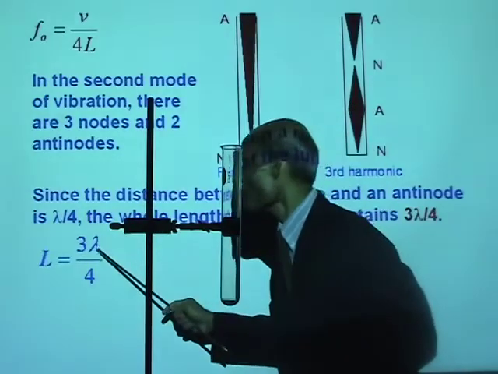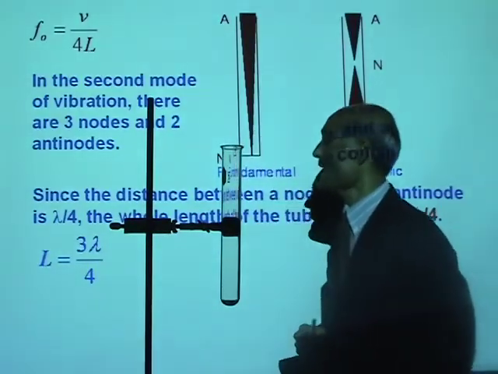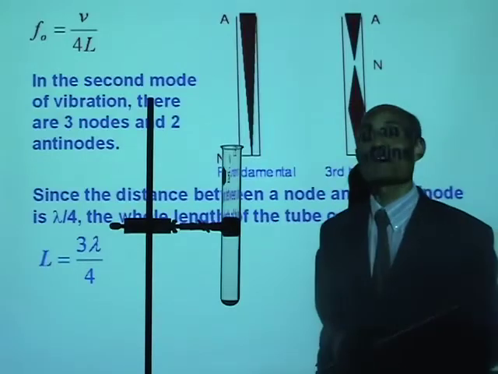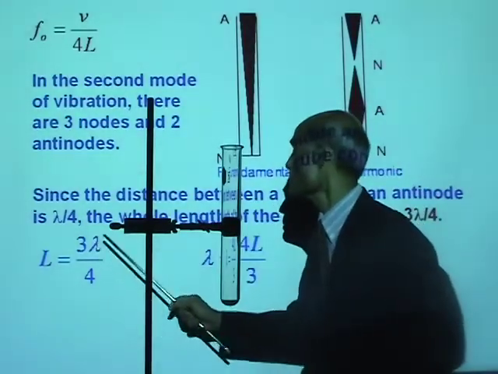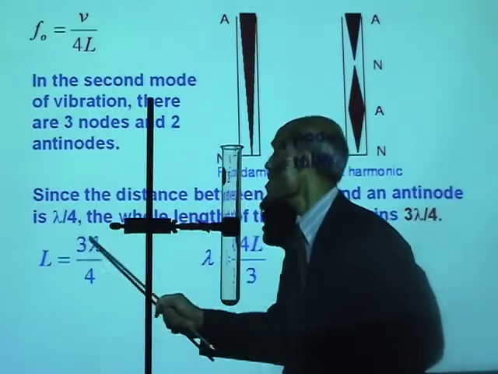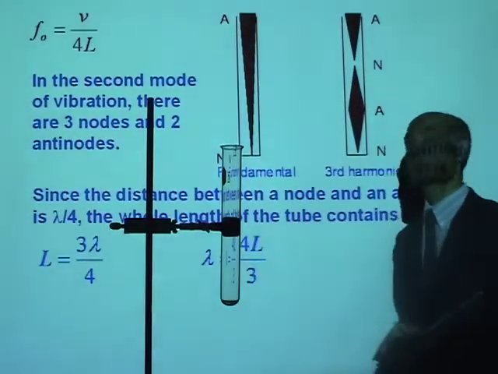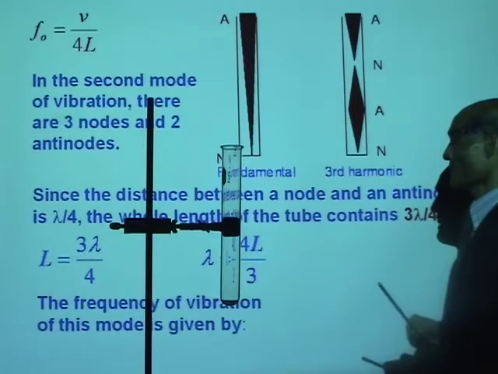Alright, can you solve for lambda from here? If L equal to 3 lambda by 4, what is lambda equal to? Lambda equal to 4L over 3.